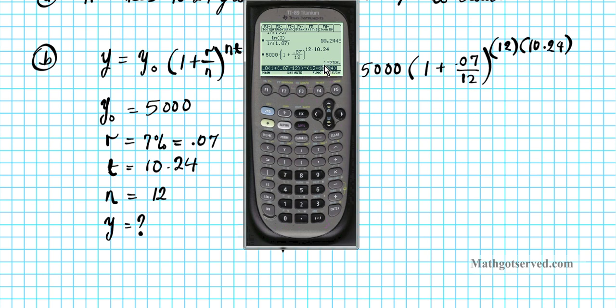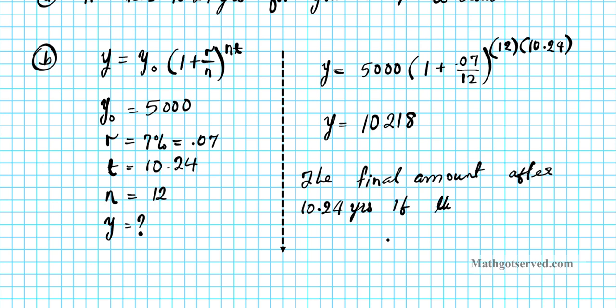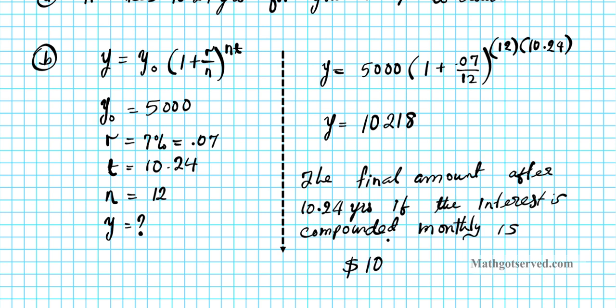Excellent. So you notice that our amount is going to be $10,218. So the final amount y is $10,218. Okay, so let's write out the meaning of this answer. The final amount after 10.24 years, if the interest is compounded monthly, is $10,218. So you can clearly see that if your interest is compounded monthly, it grows quicker than if it's compounded once a year. All right, so there you have it.